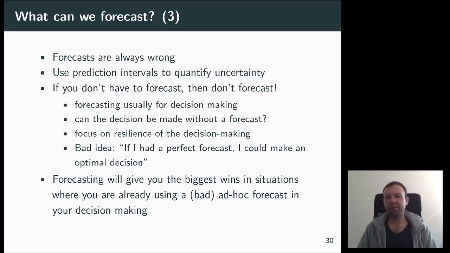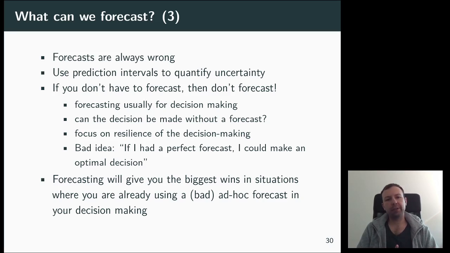Some other considerations: forecasts are always wrong, and that means you should always use prediction intervals to quantify the uncertainty. Another thing that I learned throughout my career is that if you don't have to forecast, then it's better to really not forecast. So what does that mean? Usually forecasting is done for decision making. So ask yourself, can I make that decision without the forecast? Can I focus more on the resilience of the decision making?